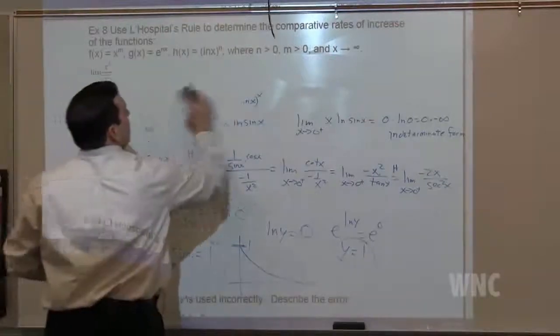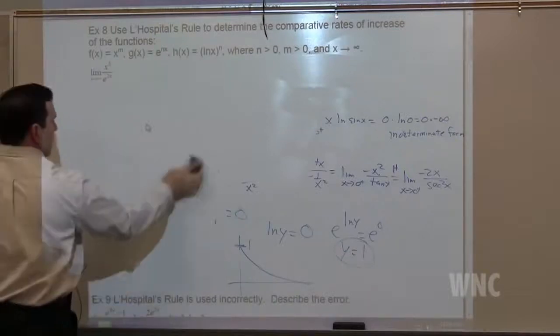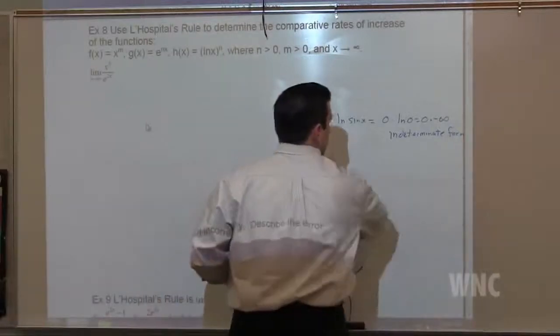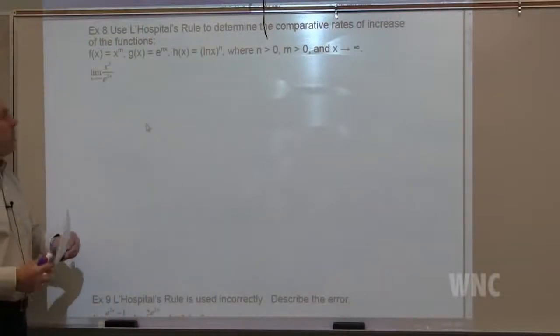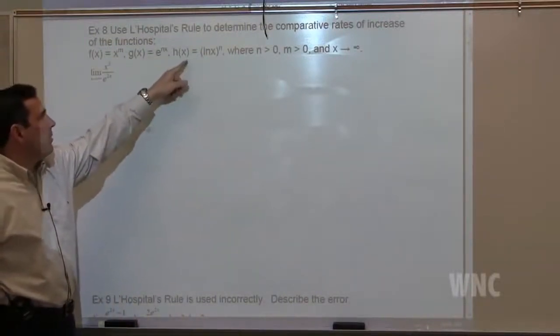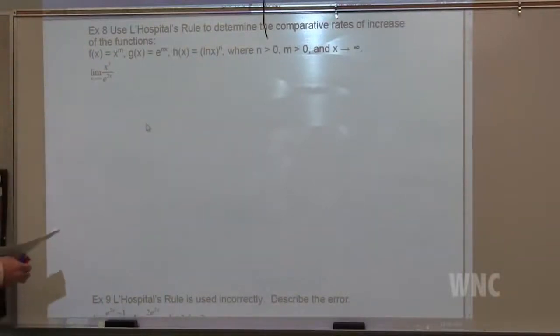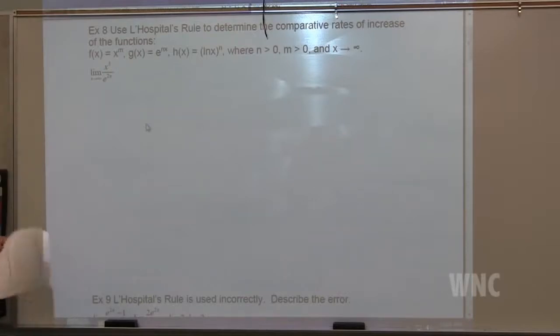So use L'Hopital's rule to determine the comparative rates of increase of the functions. f of x equals x to the m, g of x equals e to the nx, h of x equals natural log of x to the n, where n is positive, m is positive, and x goes to infinity. So the one we're working with is f and g, where the limit as x goes to infinity of x cubed over e to the 2x. So which one's growing faster? Right now, putting infinity in there, you have infinity over infinity.